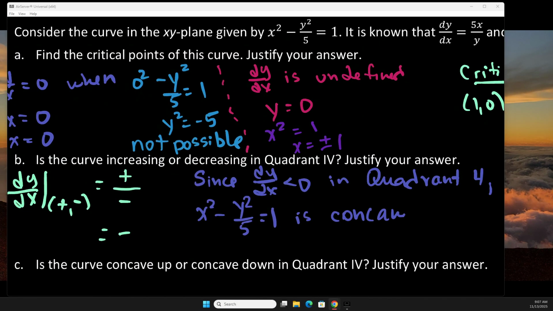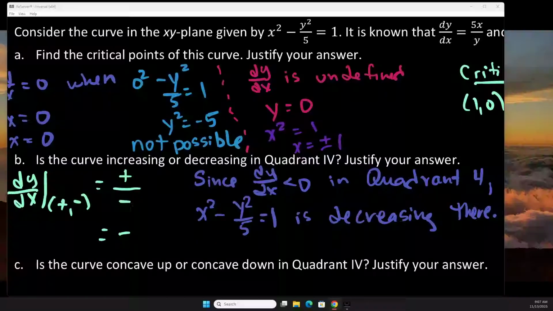Oops, we're not talking about concave now. It's decreasing. There. I don't like you guys to say the curve or the function or whatever. Sometimes though, you don't have a choice, like it doesn't give you an equation for it. It's not called something like f of x or whatever. But in this case, we have the equation, so I went ahead and used it.